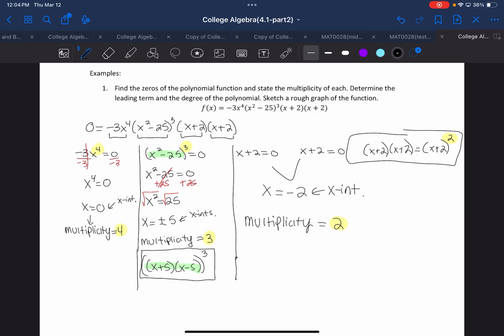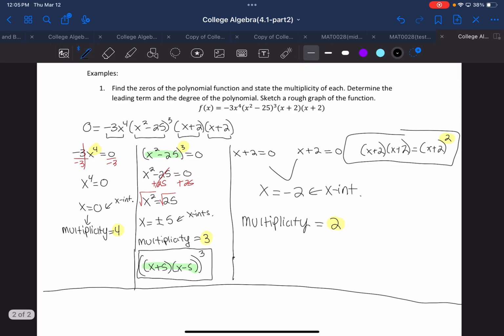All right. So that is the first part. Find the zeros, state the multiplicity of each. So we did that. We had a total of 1, 2, 3, 4 zeros because of the plus or minus 5 on the second part. So 4 zeros.